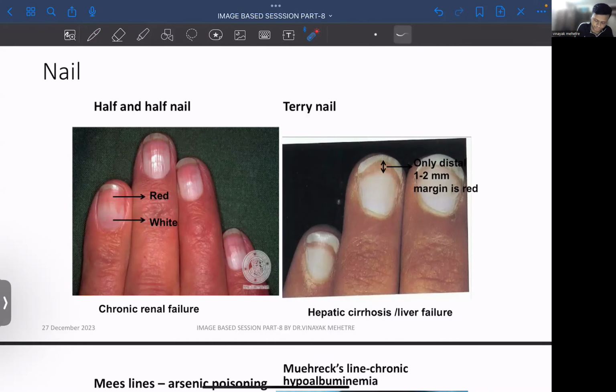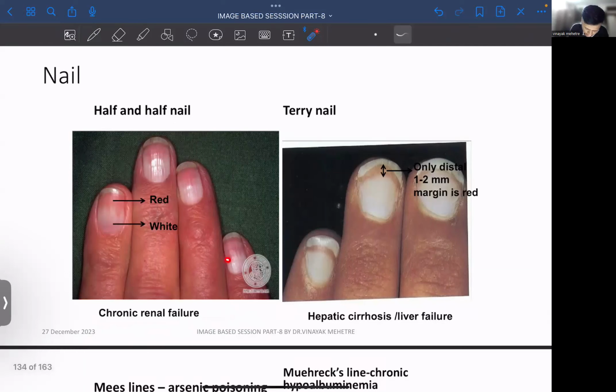See, half is red, half is white. It is seen in CRF, half and half nail बोलते हैं इसको. It is seen in chronic renal failure. Okay, now Terry nail. Terry nail कैसे दिखेंगे? See, half nail था, red था, white था. Over here थोड़ा सा ही कलर चेंज हुआ है. Okay, this is called as Terry nail seen in liver failure. Liver failure में ये nail मिलेगा.